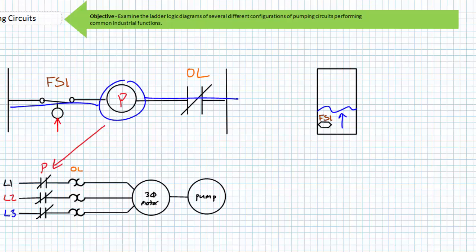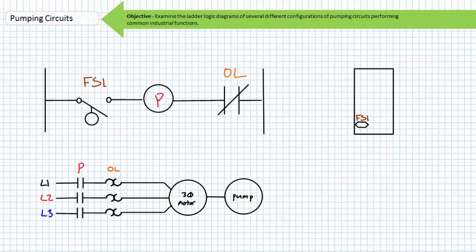The primary P contactor closes, and the motor-driven pump begins rotating. After a period of time, the sump will be pumped dry enough such that the float switch reaches its reset value and reopens. The open float switch de-energizes the P contactor coil, the primary P contacts open, and the motor-driven pump free spins to a halt.